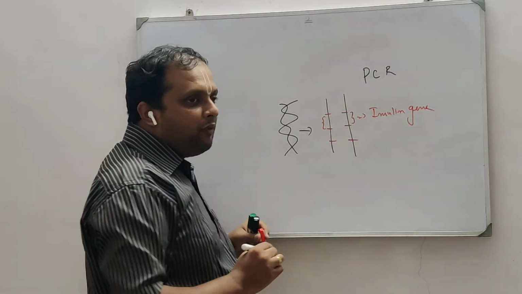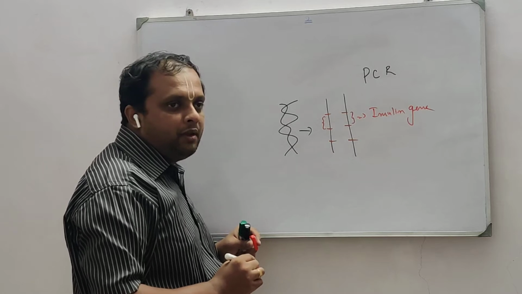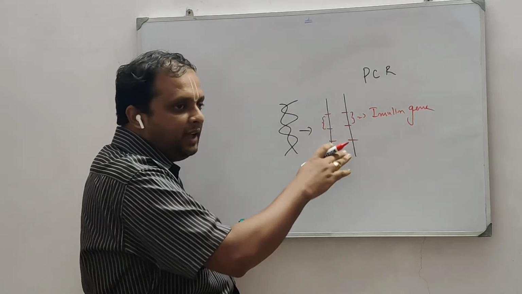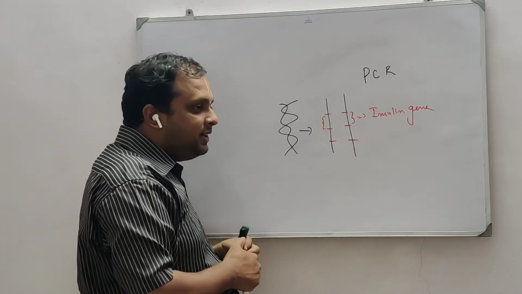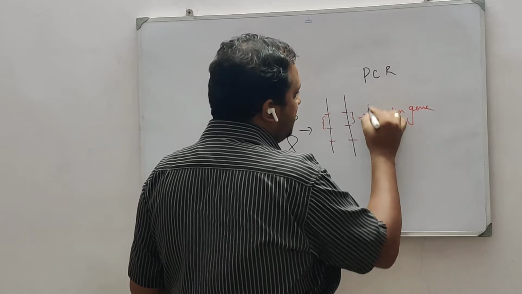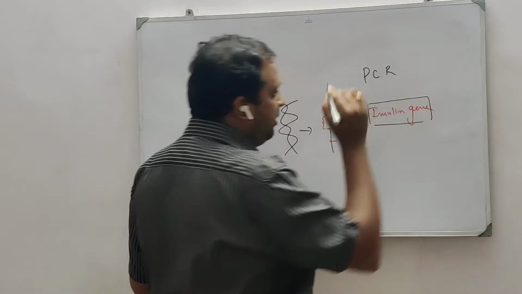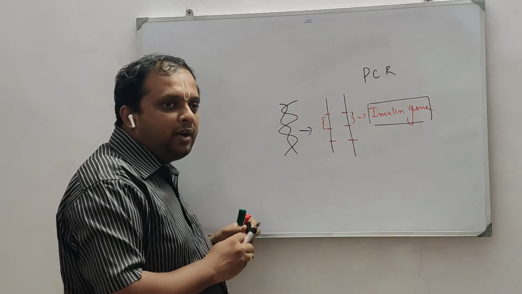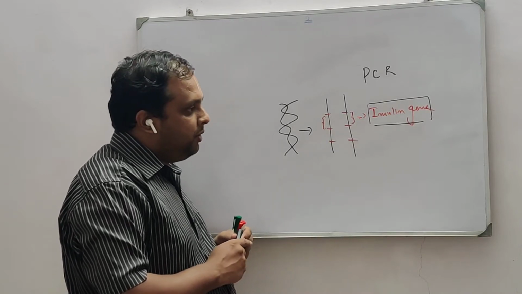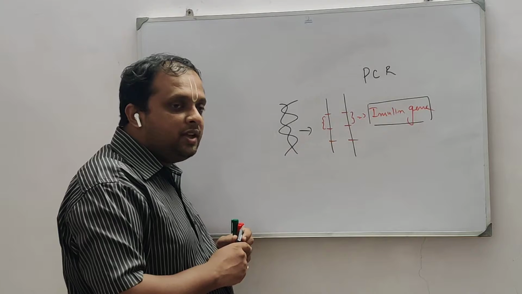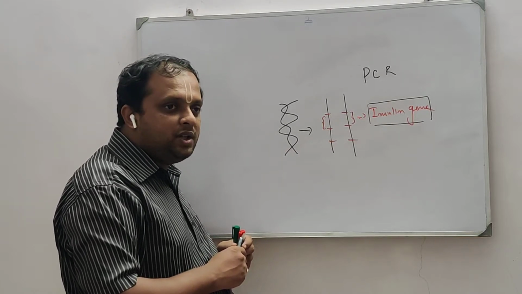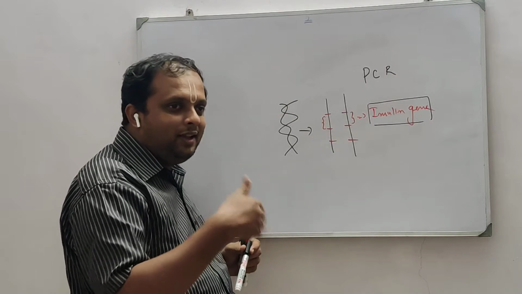So through PCR, what I will be doing is eliminating all the other genes and concentrating on my gene of interest. Here my gene of interest is the insulin gene. This is what I am trying to do through PCR. Okay. So why do I need the insulin gene again? I need an insulin hormone. What I am going to do with this insulin gene will be part of the next video.